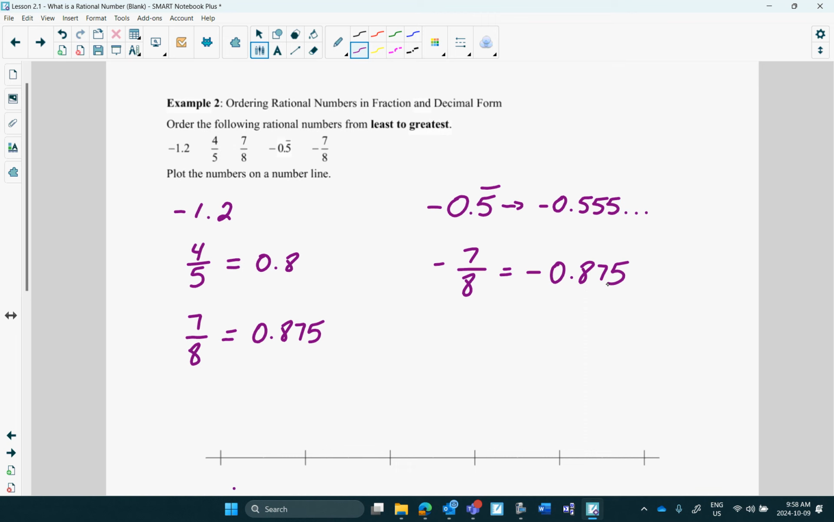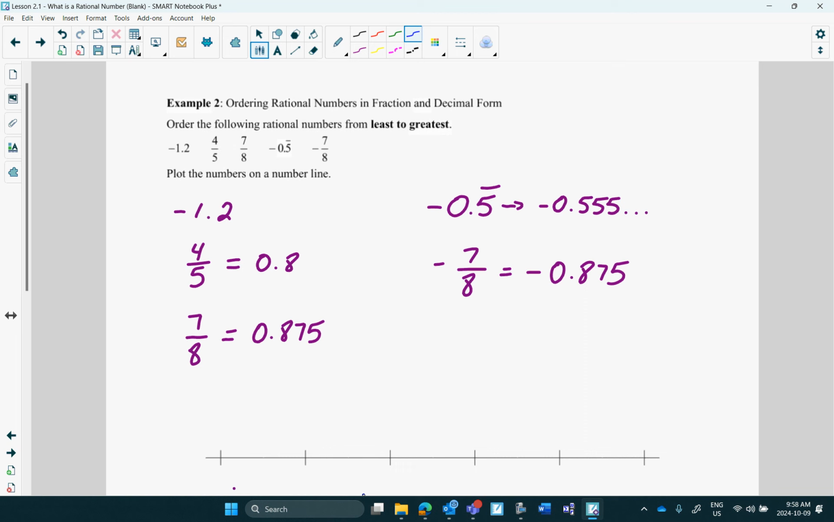Now that we've got everything in decimal, we should be able to see which ones are the smallest and which ones are the largest. Would you all agree that all the negatives would be smaller than the positives? So we know that the smallest ones are going to be negative 1.2, negative 0.555555, and negative 0.875. Okay? And that these are going to be larger. The question is, out of all 3 of these negatives, which one is the smallest?